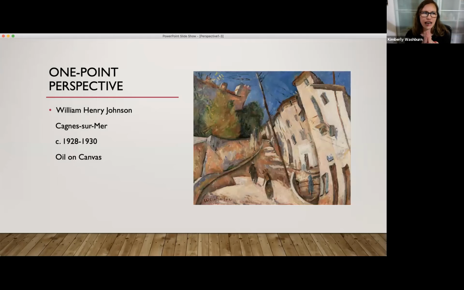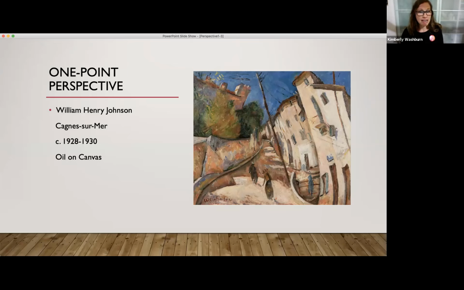This is a painting by an artist named William Henry Johnson. Now, William Henry Johnson is very, very important to us here at the Florence County Museum. He's personally one of my favorite artists. I love talking about William Henry Johnson. He was born right here in Florence, South Carolina in 1901. If he were still alive today, he would be 119 years old.